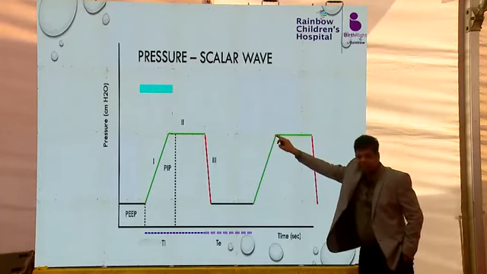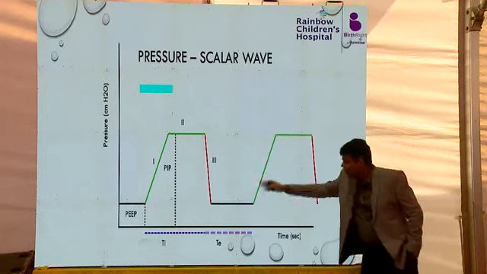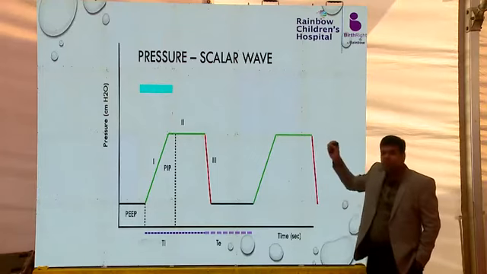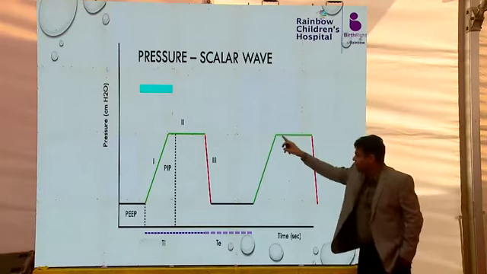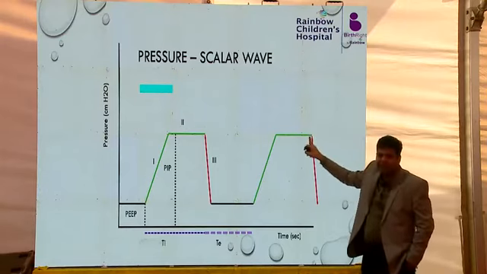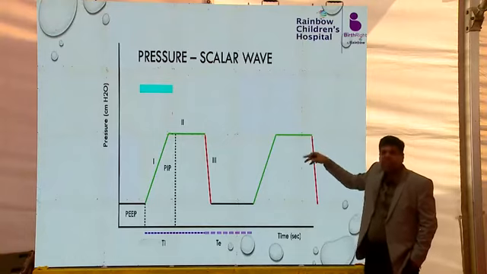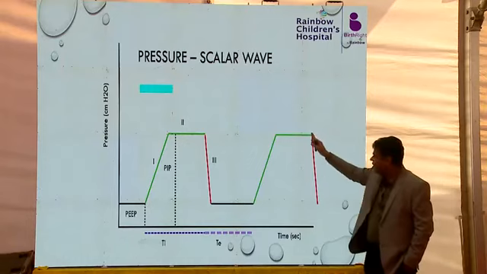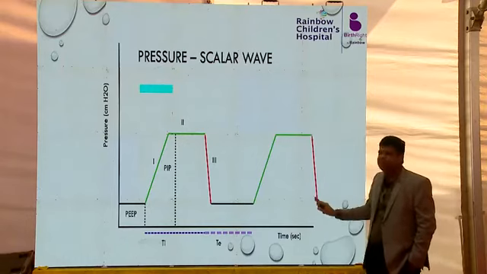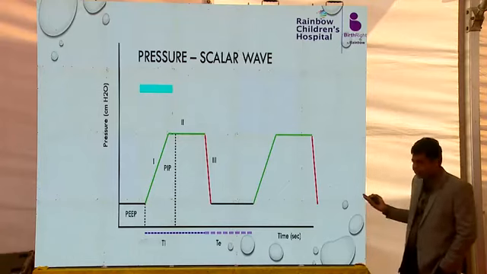Suppose the PEEP was 6, so the baseline is 6 and you have put a PIP of 20, so the 20 is achieved. Now, suppose your TI is 0.3 second, this 20 is achieved in 0.1 second. Because the inspiration has to go on, the same pressure will be maintained in the respiratory cycle till 0.3 second, and at 0.3 second the expiratory valve opens up and the breath goes into expiration, with the elastic recoil of the lung. So, this same thing keeps on happening, okay.